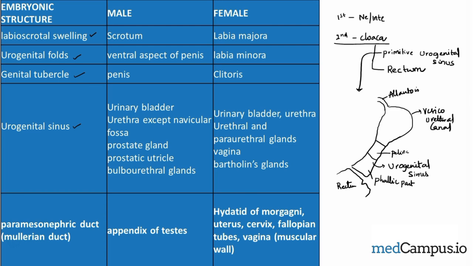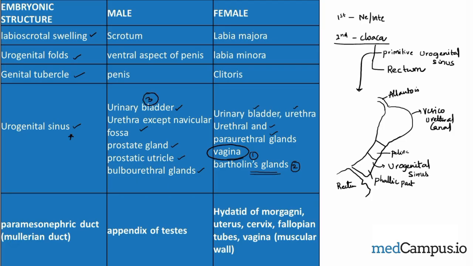The first three are not so important, but starting with the urogenital sinus, what are all the structures derived from it? In males: urinary bladder, urethra, prostate gland, prostatic utricle, and bulbourethral glands. Similarly in females: urinary bladder and urethra, urethral and paraurethral glands, but very important, the vagina is derived from the urogenital sinus, and Bartholin's glands. So one take home is that the vagina, Bartholin glands, and the urinary bladder in both male and female are from the urogenital sinus.